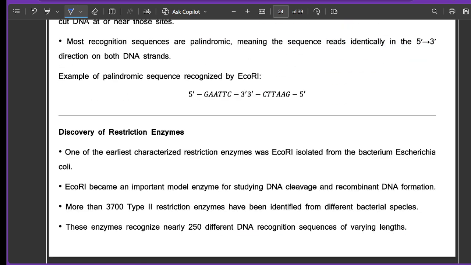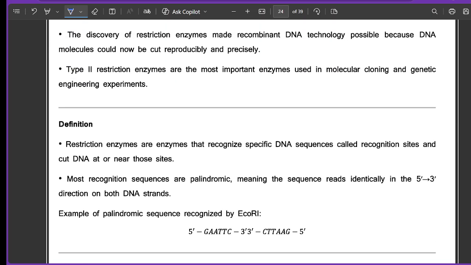Now there are many kinds of restriction enzymes, but out of all of those, type 2 restriction enzymes are the most important ones. So we are going to talk about type 1, type 2, type 2s, type 3 and type 4. Most restriction enzymes require ATP for their functioning, and in our experiments we cannot always provide ATP. However, these two are the enzymes which generally do not require ATP, and that's why we say they can be used in recombinant DNA technology experiments.